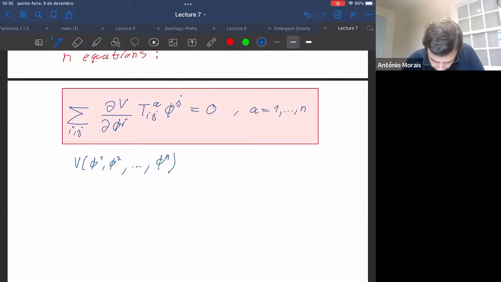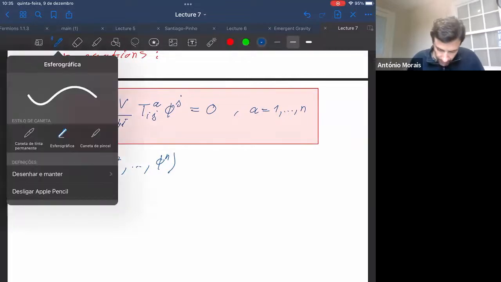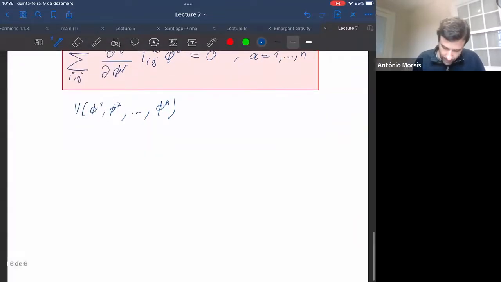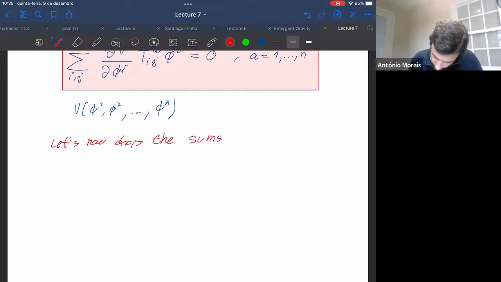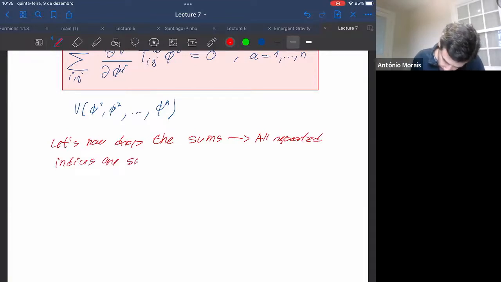So I can actually put the I here. This I could put below. It doesn't make a difference. But let's just use it like this. Let's now drop the sums. So basically all repeated indices are summing. So let's take this from here onwards.